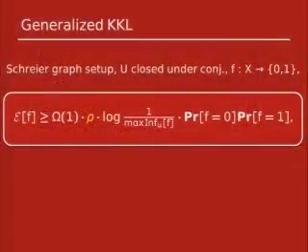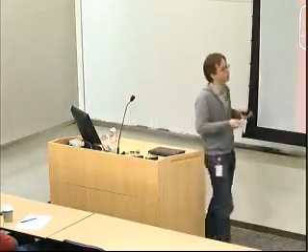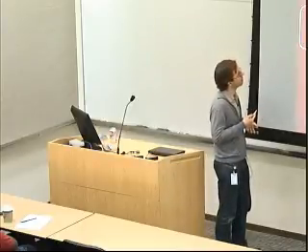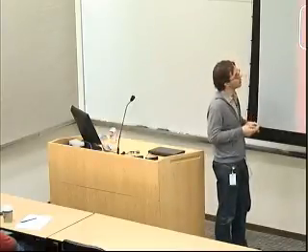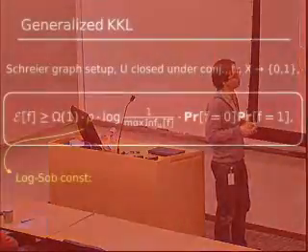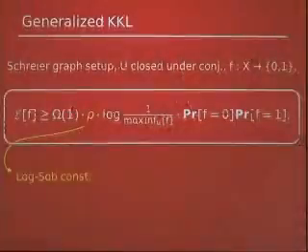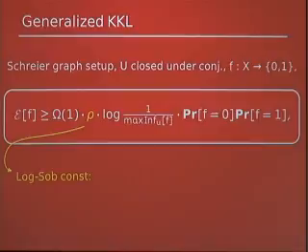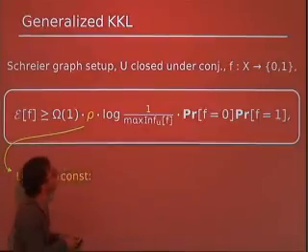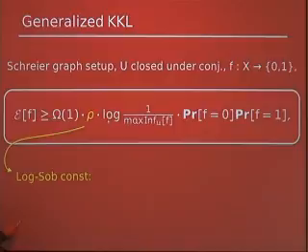Great, so here's the theorem. In this exact Schreier graph setup, where U is closed under conjugation, this extra condition, we get this. This is like combining the two parts of the Talagrand thing into one. So it says that the average of the influences is at least rho, which is the log-Sobolev constant for the random walk, times log of 1 over the maximum of the influences. Again, if the maximum influence is small, then this is large, and so this is like log of that. So if the maximum influence is small, then you sort of gain a log factor in the inequality.